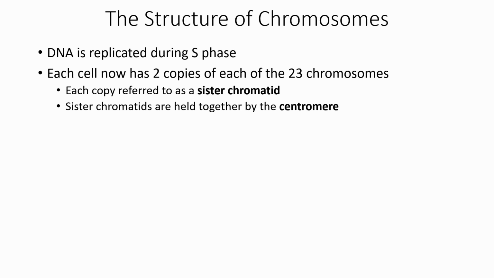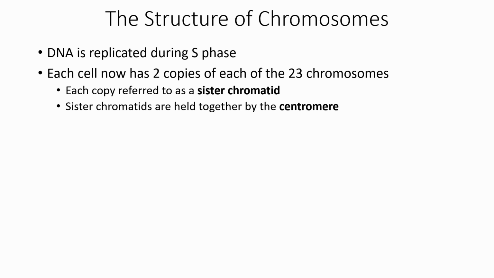So DNA is replicated during the S phase. So we go from having one copy of each of those 46 chromosomes. Now every cell starts with 2 copies of the 23 chromosomes, so we have 46. Now we're going to make double the copies. So we have 46 duplicated chromosomes at this point. The copies are referred to as sister chromatids. Right, so sister chromatids are 100% identical to each other.